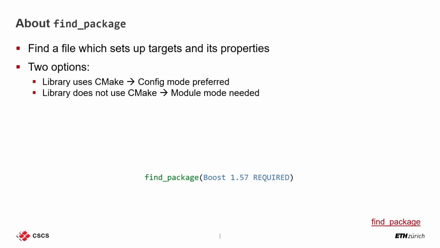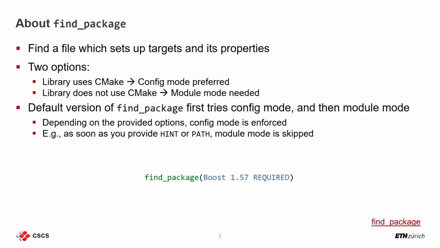There are 2 options. There is config mode and there is module mode, which are used depending on what library we have. If we have a library which uses CMake itself, then we try to use the config mode, which we will discuss tomorrow. If the library is not using CMake itself, then we use module mode, which I will show you now. First it will try config mode, then module mode. This is usually not really a problem.